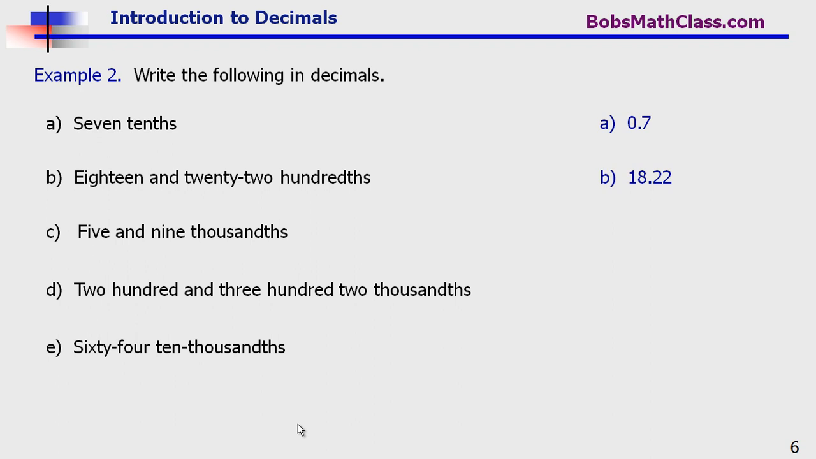5 and 9 thousandths. Do we need to add any zeros to make sure that the 9 is in the thousandths place? Yes, because the 9 must be in the thousandths place. The thousandths place is the third place after the decimal point. And 9 is only a single digit, so I need to put 2 zeros before the 9 to make sure that that 9 is in the third position after the decimal point.